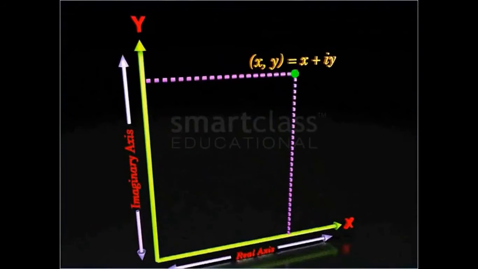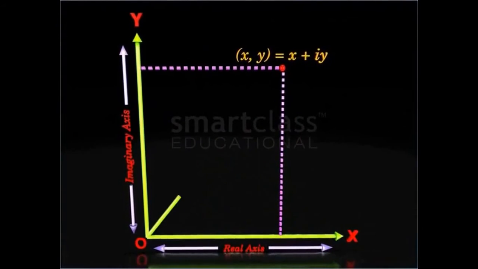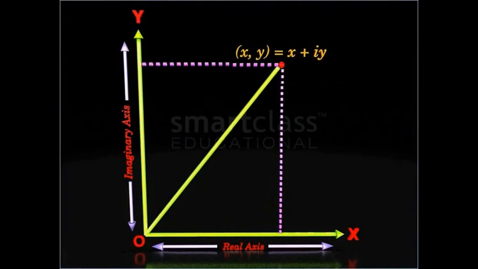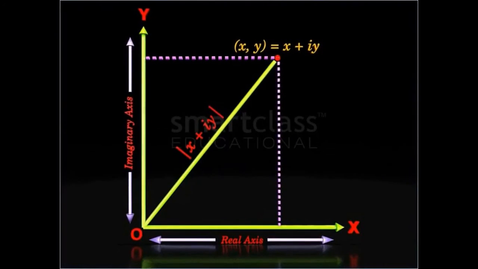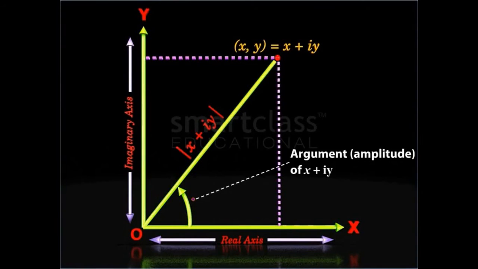The distance of this point from the origin is known as the modulus, or the absolute value of the complex number x plus iota y. Also, the angle made by the line joining this point to the origin with the positive x-axis is called argument or amplitude of the given complex number.